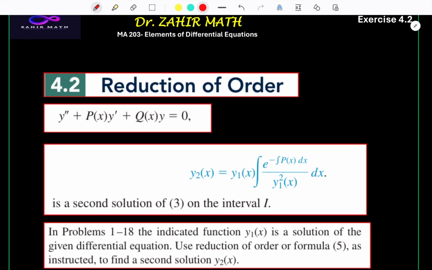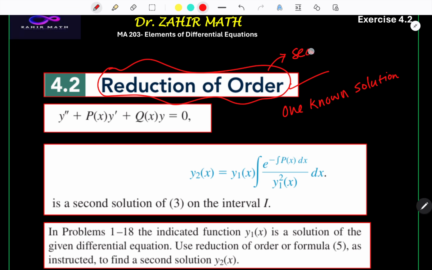In this video, we are going to study the introduction to reduction of order, finding the second solution. In differential equations, when we have one known solution, one solution already, you know, right? If you know one known solution to a second order linear differential equation, we use this reduction of order to find the second solution of the differential equation.